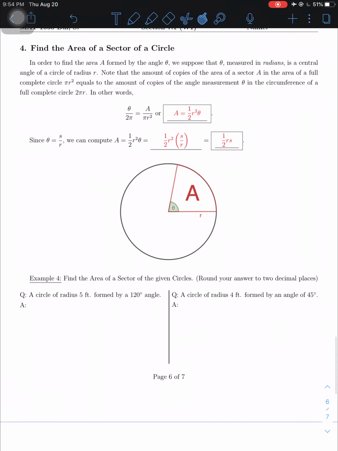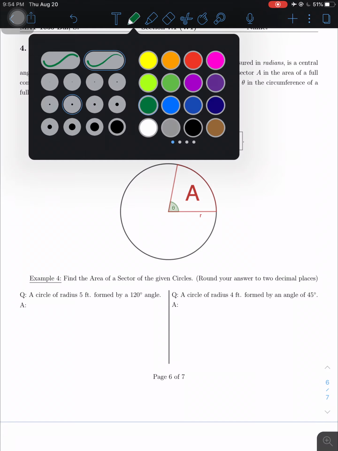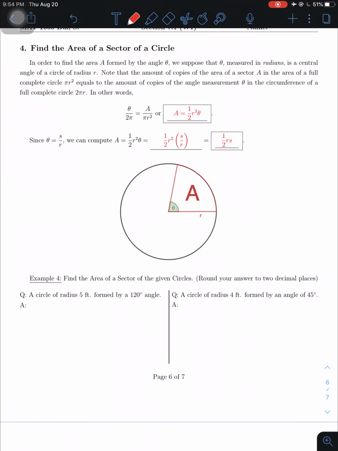How to find the area of a sector of a circle. Okay. So the explanation, the derivation for the formula might be a little bit complicated. Let me remind you guys of two formulas from geometry. The area of a circle is pi r squared, and the circumference of a circle is 2 pi r. Okay, so keep that in mind.